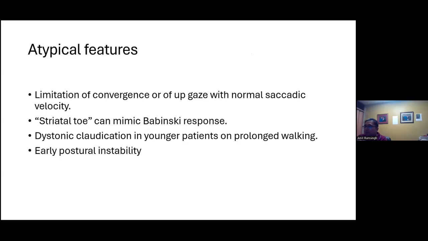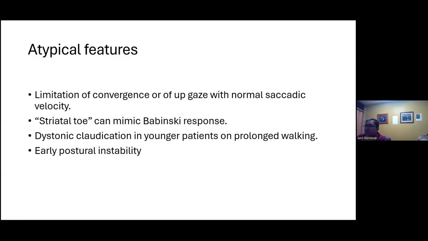Now, there are a lot of different atypical features, but these are just some of the noteworthy ones. In some Parkinsonian disorders, there could be a limitation of convergence or gaze with normal saccadic velocity. Sometimes you could have what we call the striatal toe, meaning an upgoing toe that could mimic a Babinski response, and it could make you think, is this a space-occupying lesion, or is some other higher cerebral disorder happening here?